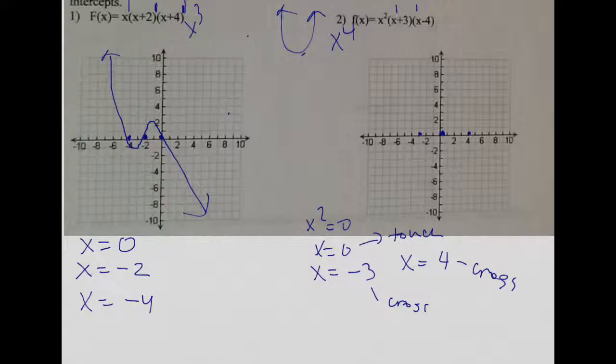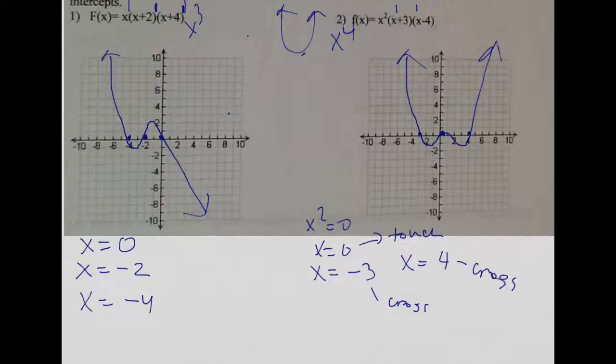Okay, so let's take a look. We're going to be coming down. The leftmost one is towards negative 3, so it's going to cross negative 3. It's going to touch at that 0, then it's going to bounce off of it, and then cross through the 4. So there's the graph for number 2.